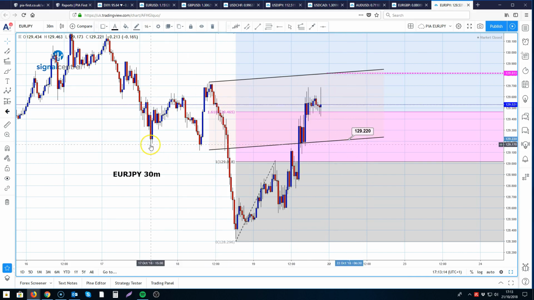If we look over here, it's a previous area of support. I mean, it's going to be quite a decent area to get in for a long-term move to the upside for euro yen, at least going into next week.